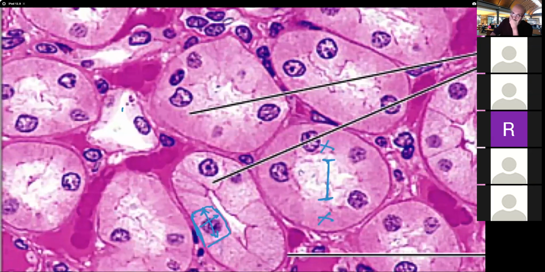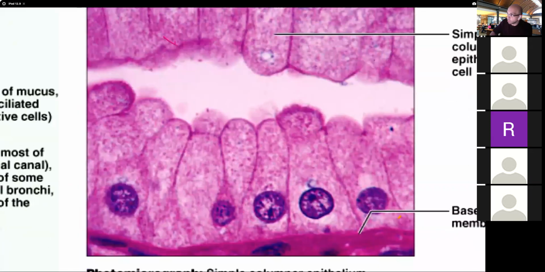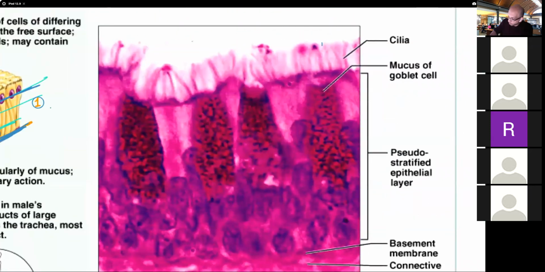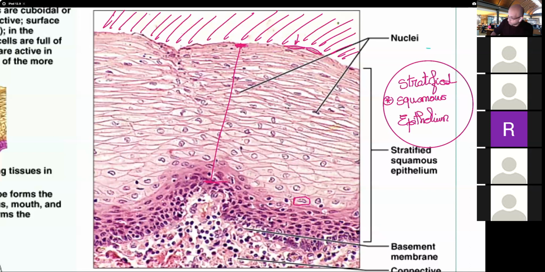What do you think? Space lined with cells. Just tell me yes or no. Do you see a space that is lined with cells? Space lined with cells. Well, this one. Space lined with cells. You see space lined with cells.